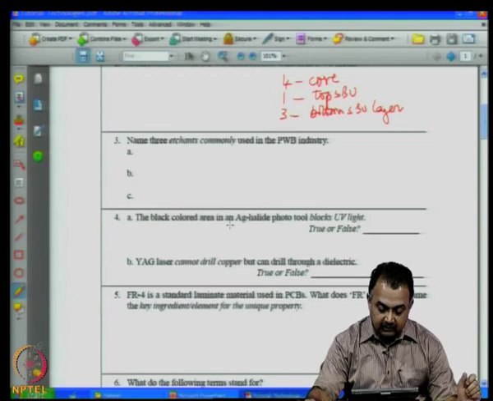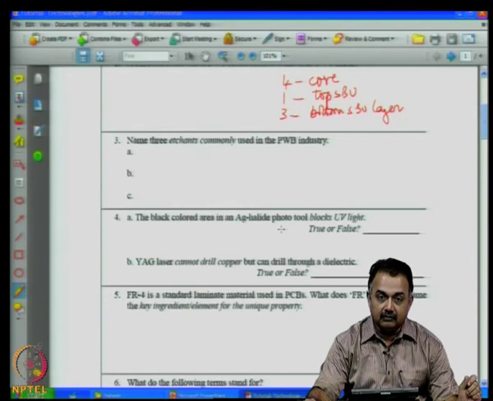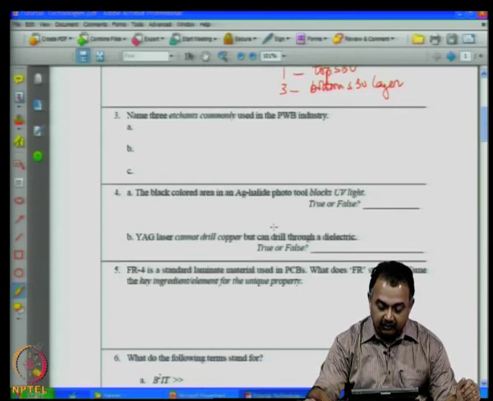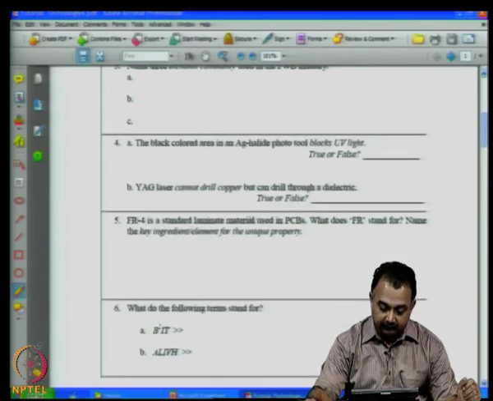Then the next question is, the black colored area in a silver halide photo tool blocks UV light, true or false? So, basically, if you look at the photo tool, which is black in color, it blocks the UV light, right? So, it is true. YAG laser cannot drill copper, but can drill through a dielectric. Ideally, YAG laser can drill through copper as well as the dielectric material.